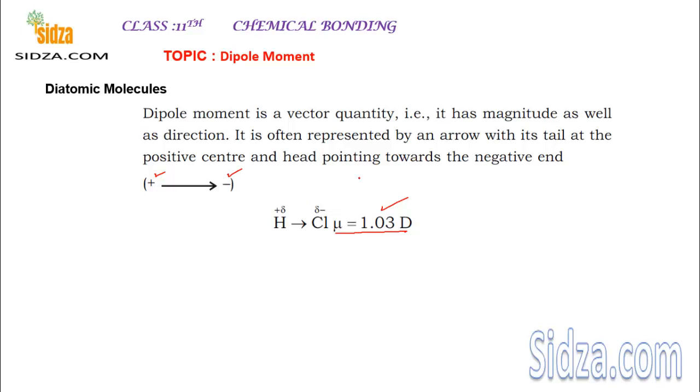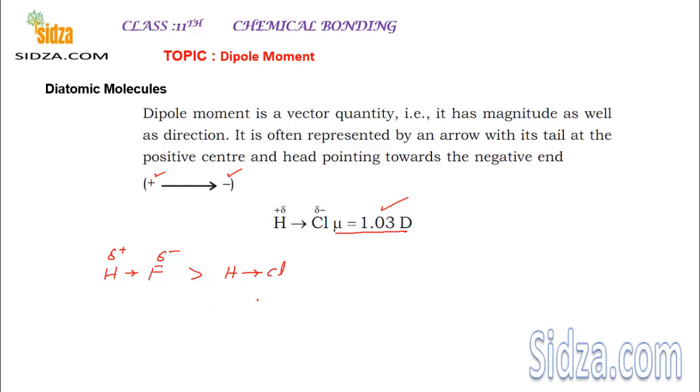Different molecules will have different dipole moments. If you take an example of HF, here we know that fluorine is a more electronegative atom than chlorine. Chlorine is also an electronegative atom, but fluorine is more. So that means in the HF molecule, the polarity will be more. It can pull the electrons more strongly. So that's why the dipole moment of HF is more than HCl.